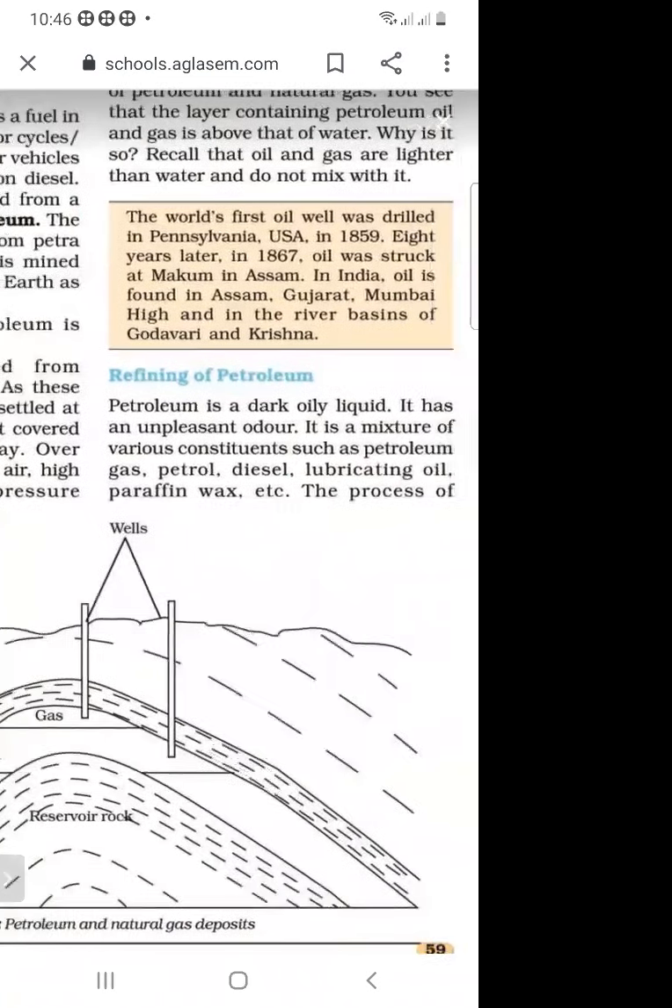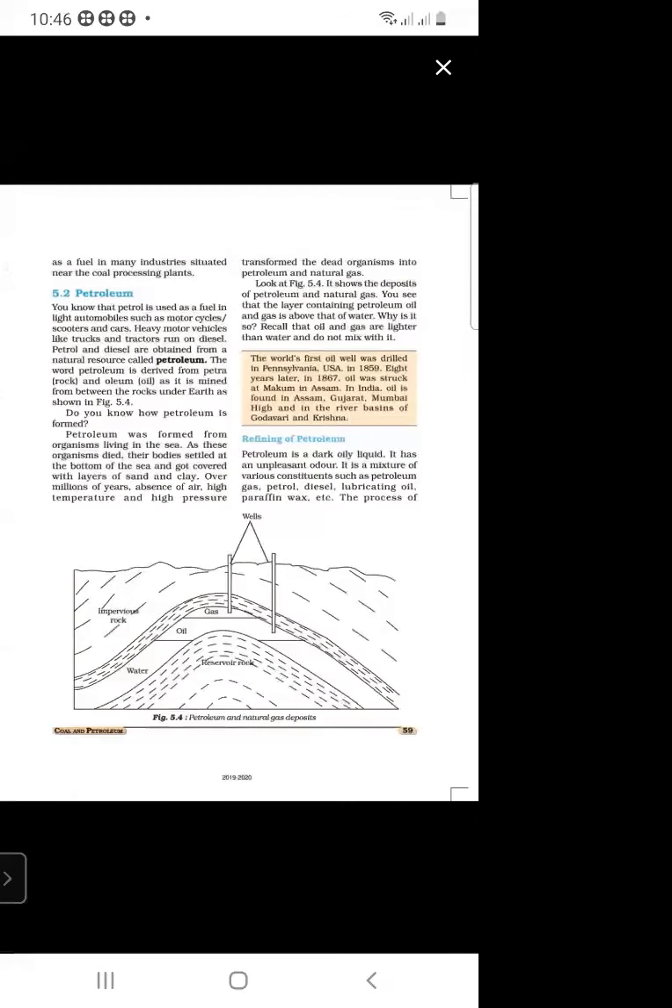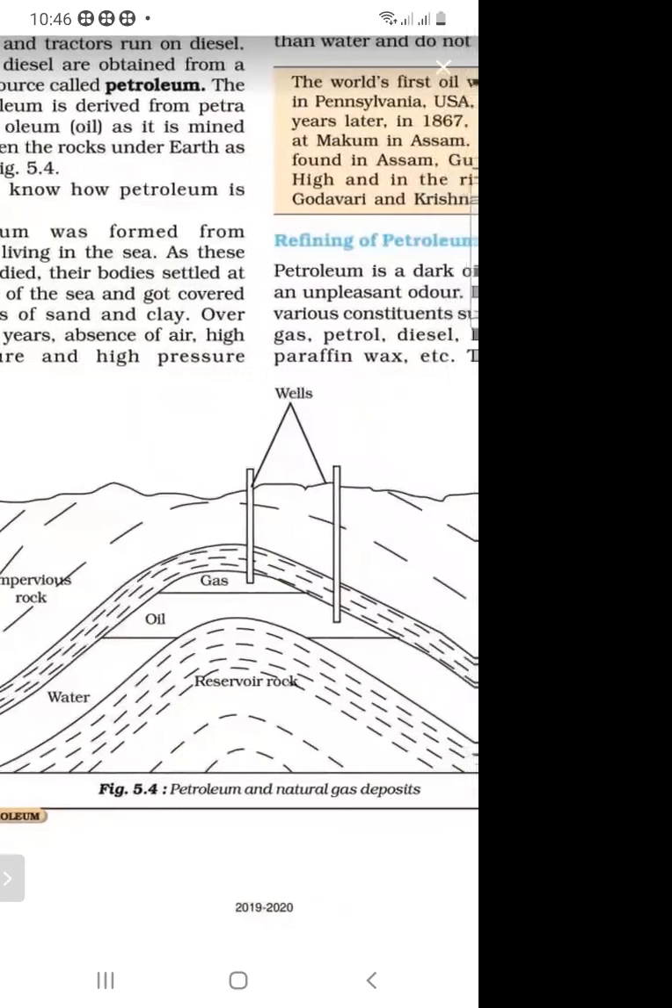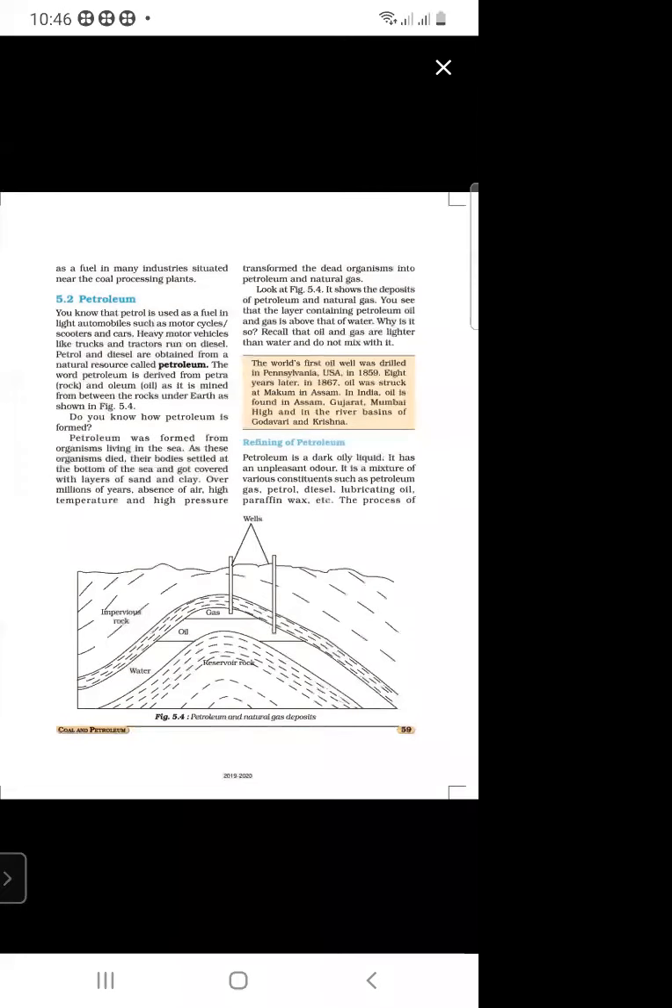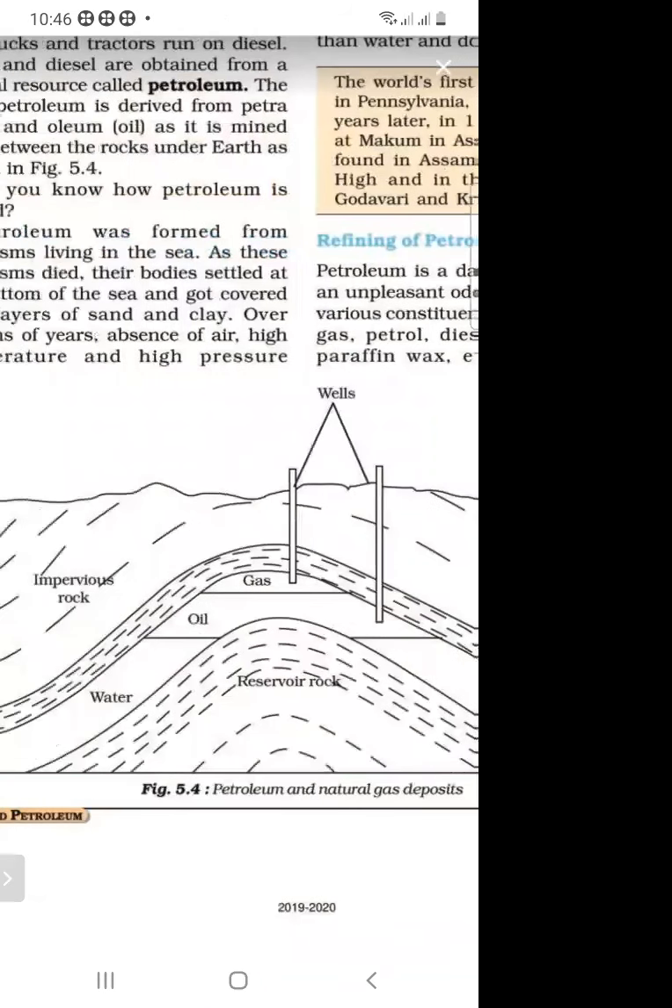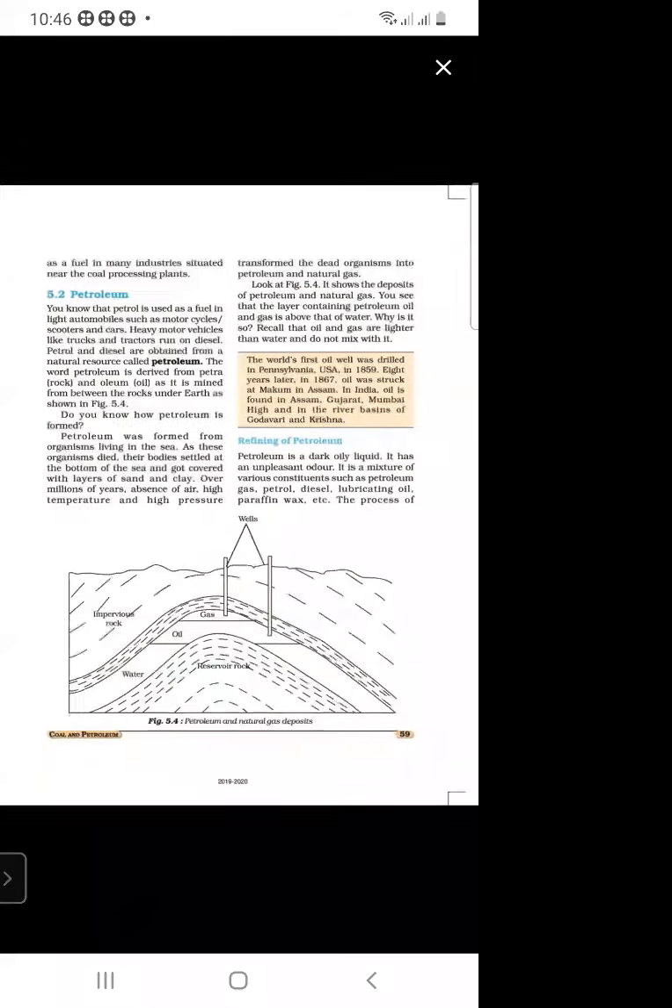And this is the figure 5.4. In the figure 5.4, at the lower bottom, it shows the reservoir rock, and next is water, and next is oil, and after oil, gas is found. And above, wells are shown in the figure. This is the reservoir rock, and at the bottom water, and then oil, then gas, then impervious rock, and then the well. And this is how petroleum is found.